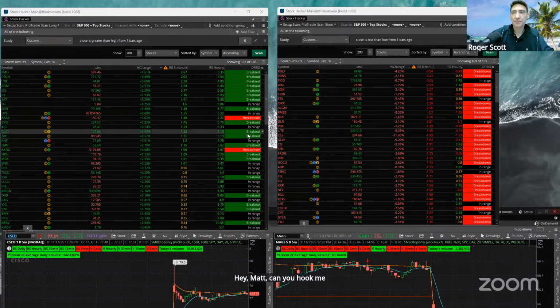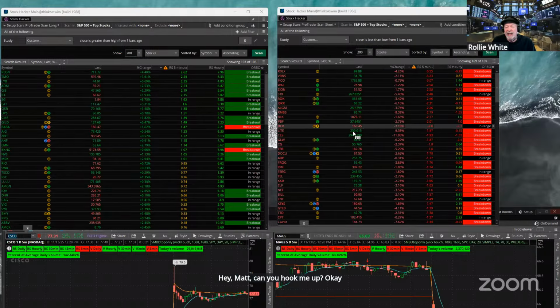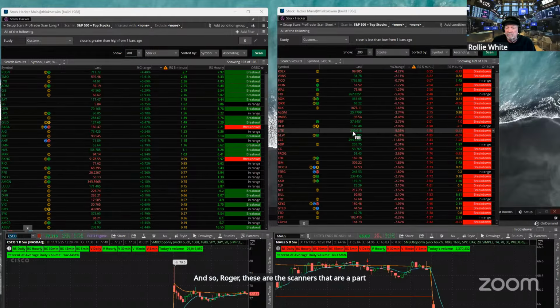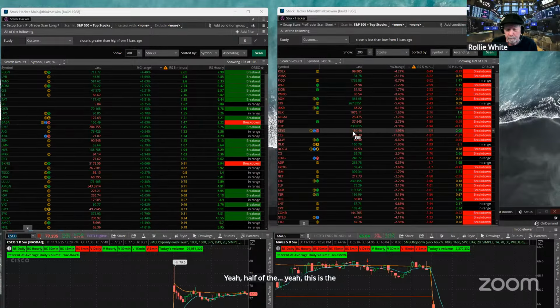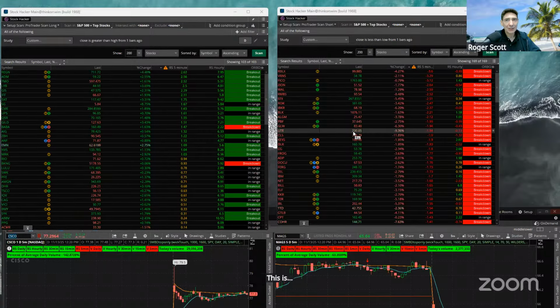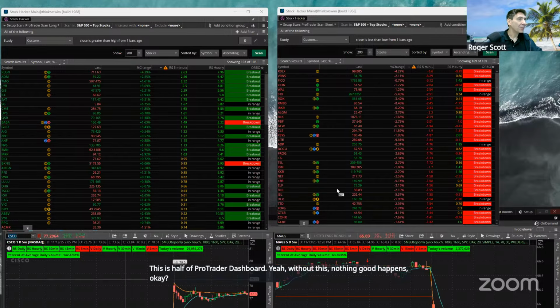Yep. Okay, Roger, these are the scanners that are a part of ProTrader Dashboard. This is half of ProTrader Dashboard. Yeah, this is the scanning function. Without this, nothing good happens.